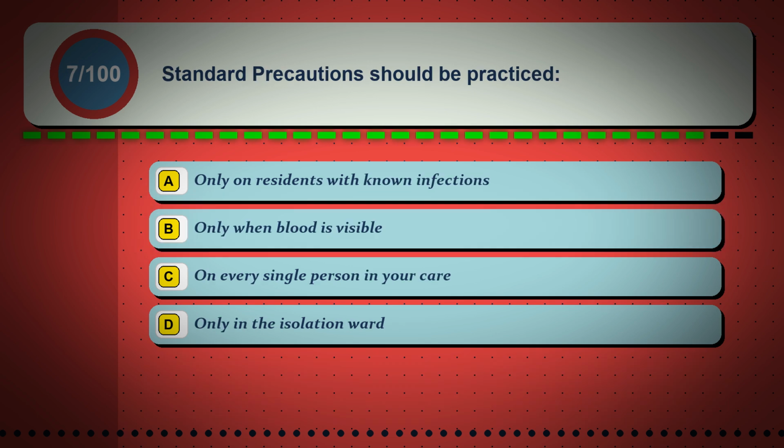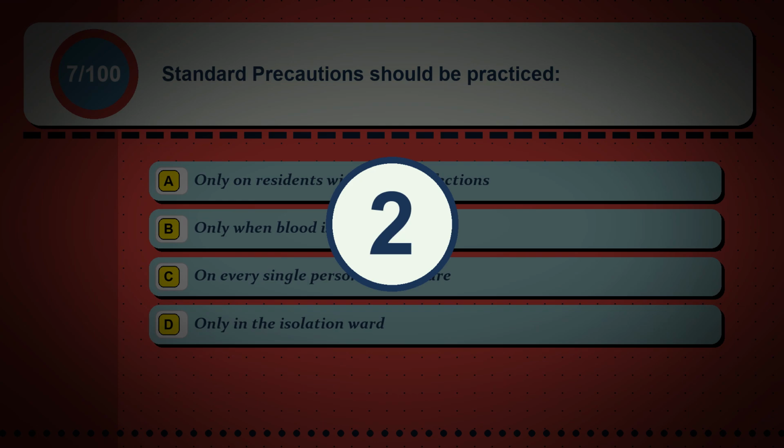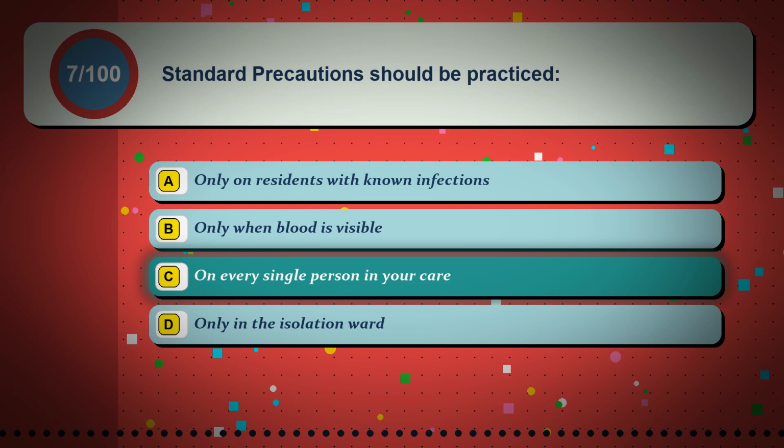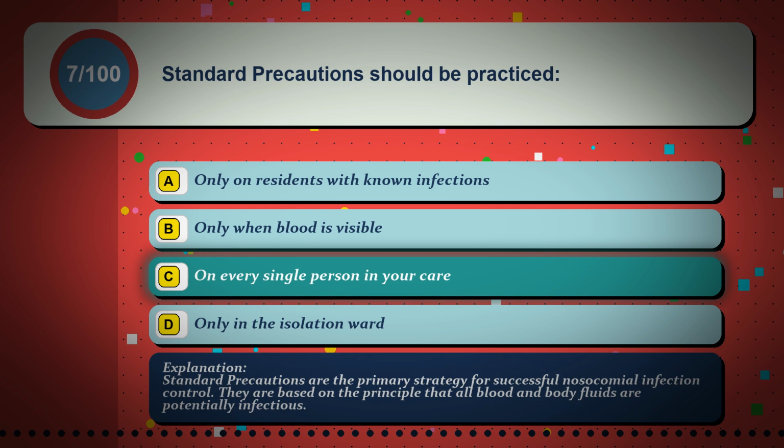Question 7. Standard precautions should be practiced. Option A, only on residents with known infections. Option B, only when blood is visible. Option C, on every single person in your care. Option D, only in the isolation ward. The correct answer is option C, on every single person in your care. Standard precautions are the primary strategy for successful nosocomial infection control. They are based on the principle that all blood and body fluids are potentially infectious.